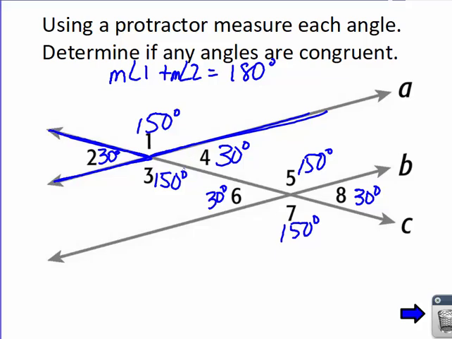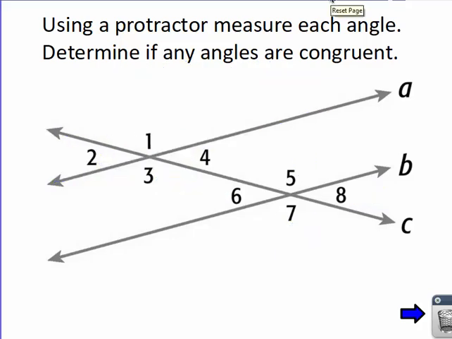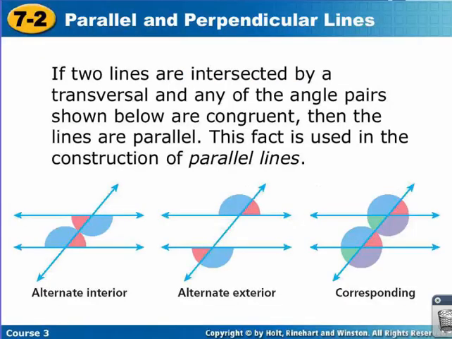Now, some of the other relationships that I want us to look at: if we look at these angles, this angle 2 right here is in the same place as this angle 6. So there's a special name for angle 2 and angle 6. That's what I want to talk about next. We have some other special relationships. As a matter of fact, there are 3 of them that I want us to look at. So if we look at this first diagram right here, it says if 2 lines are intersected by a transversal and any of the angle pairs shown below are congruent, then the lines would be parallel.